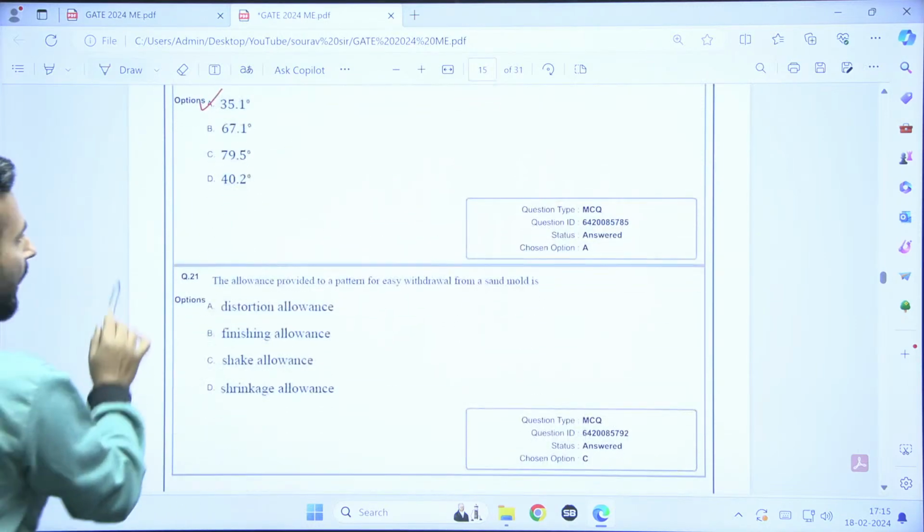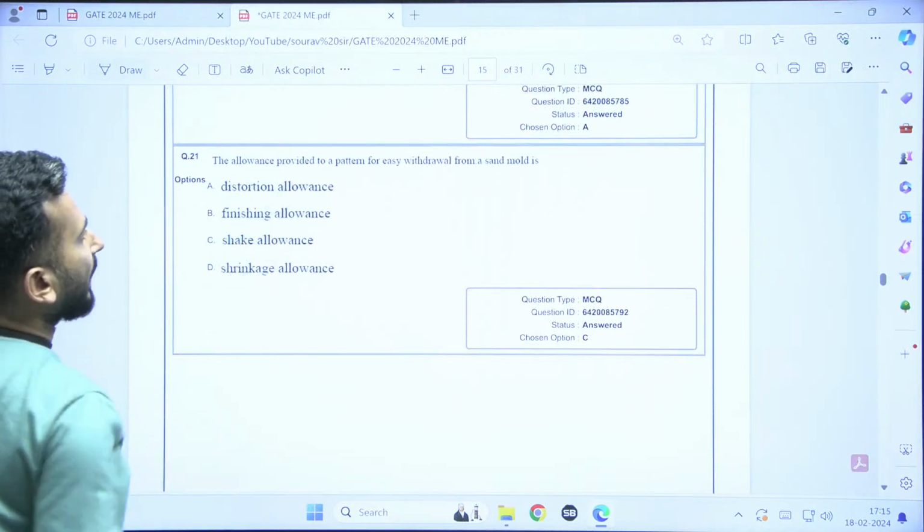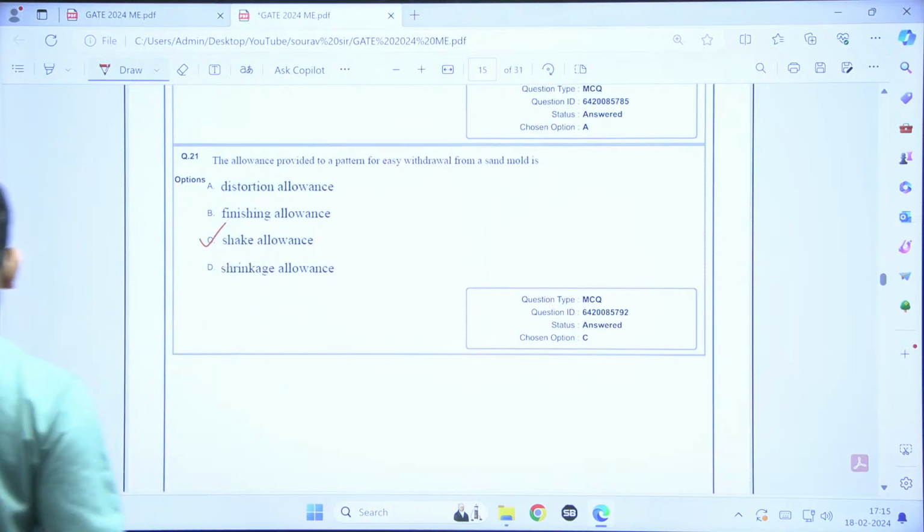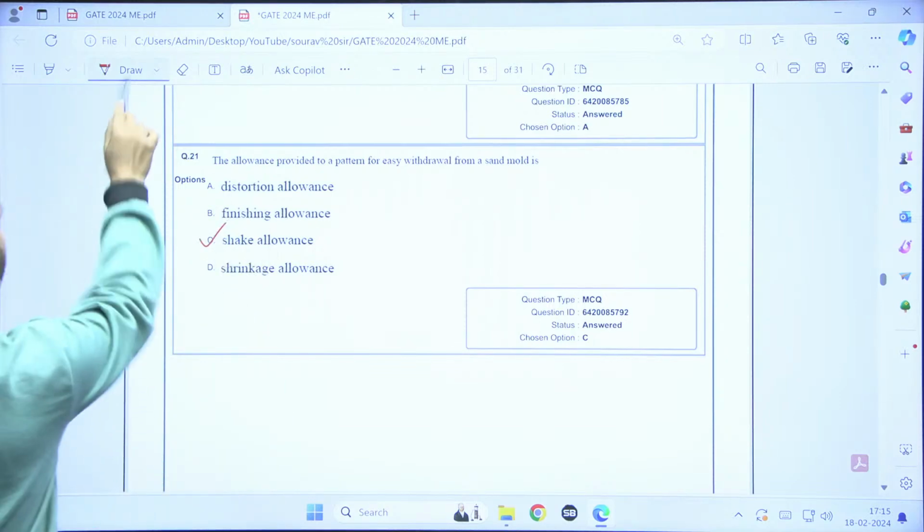Okay. The allowance provided to a pattern for easy withdrawal from a sand mold is shake allowance. Okay. What will be 21? C. Okay.